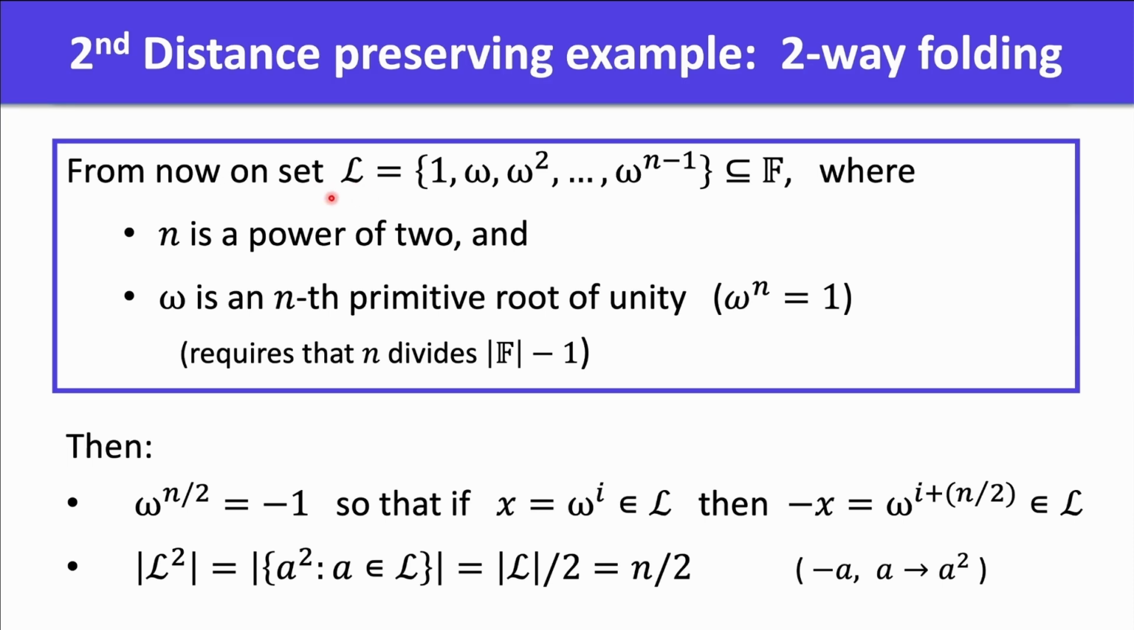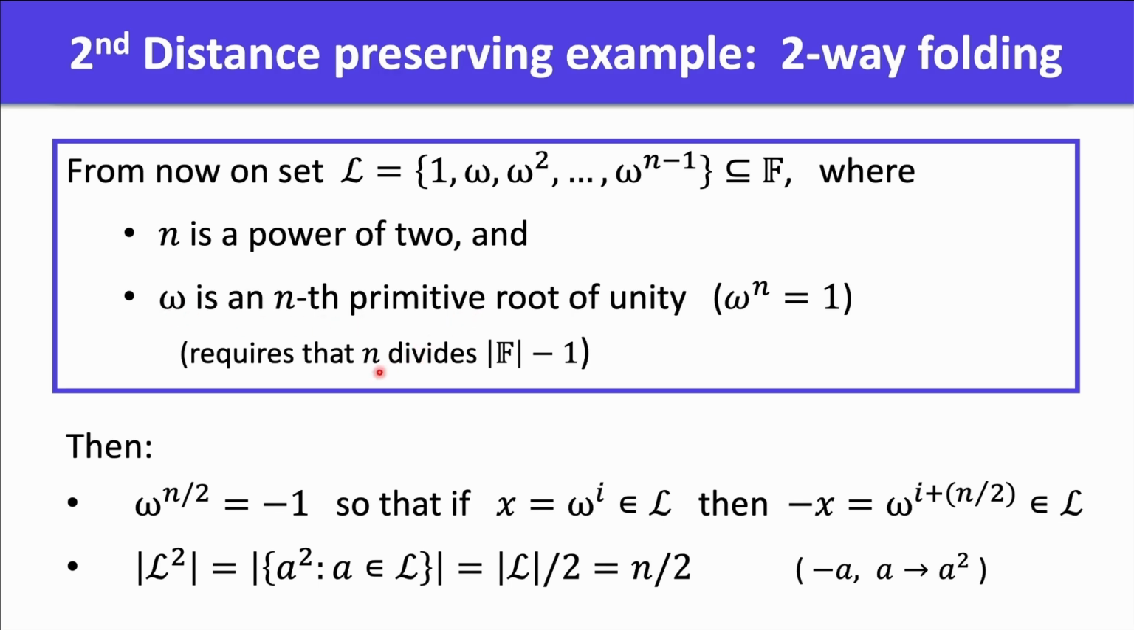So from here on, I want the domain of the code to be a set of roots of unity in the finite field. In fact, I'm going to assume that the length of our code is going to be a power of 2, and that the domain is just going to be all the 2 to the nth roots of unity in the finite field. Now, omega is an nth primitive root of unity.